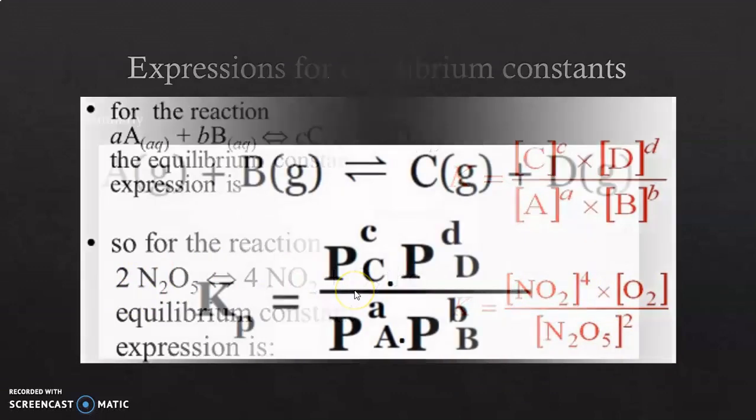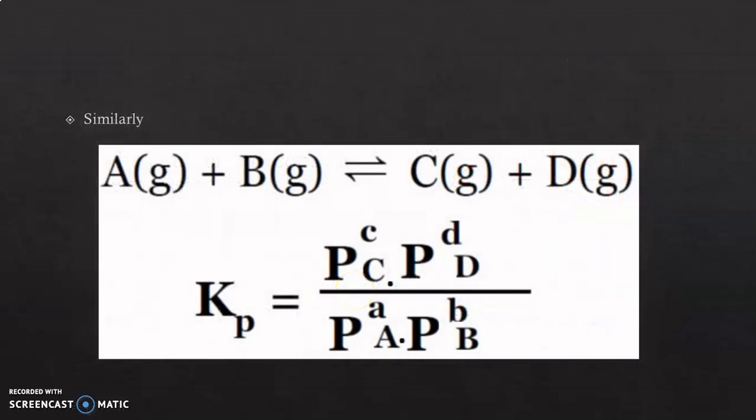Now, similarly, if we have a gaseous system like this one here, the Kp expression will be the partial pressure of C raised to the power of c times the partial pressure of D raised to the power of d, divided by the partial pressure of A raised to the power of a times the partial pressure of B raised to the power of b. You can see that the C here is the capital letter. The smaller c is also the stoichiometric coefficient. Unfortunately, here I did not put those smaller letters, but we can follow up from the previous example.